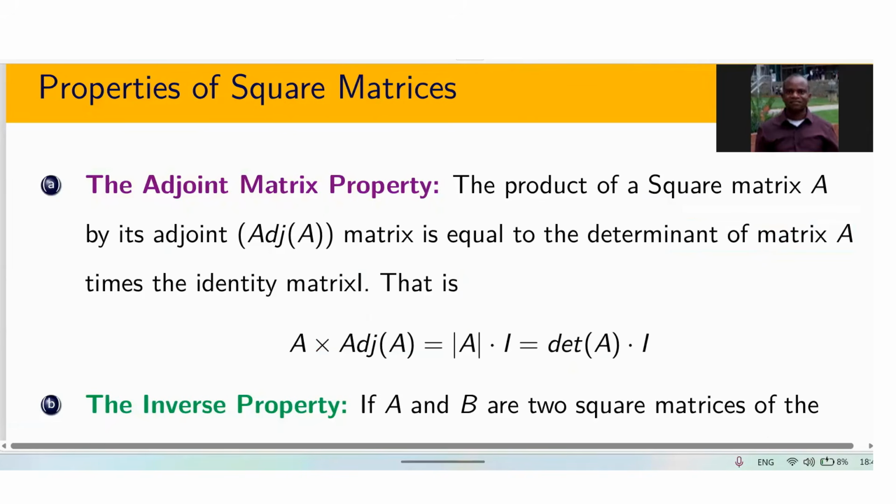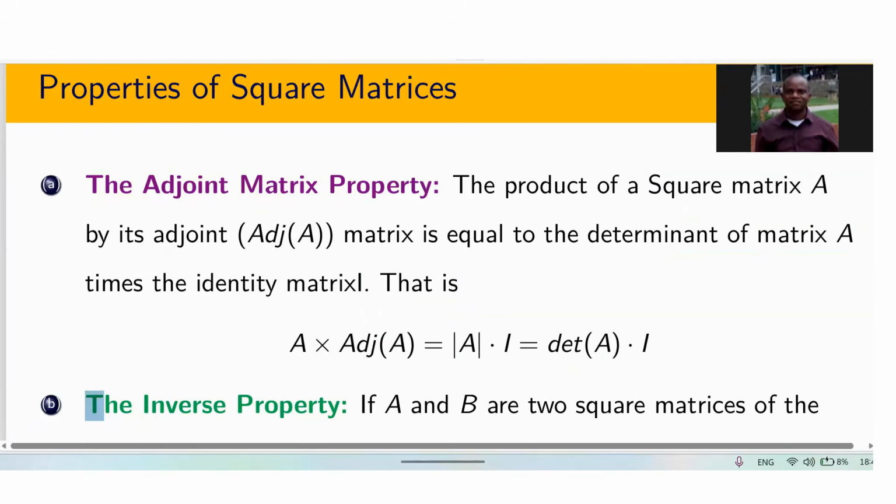Okay, welcome back. So in our previous video, we looked at how we can find the inverse of a matrix using the cofactor method. Now in this video, we're going to see how we can apply that method to solving a system of equations. Before that, let us look at some of the properties of square matrices. One of the properties is called the adjoint matrix property.